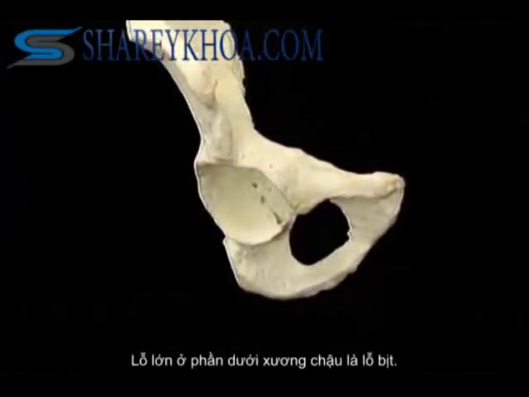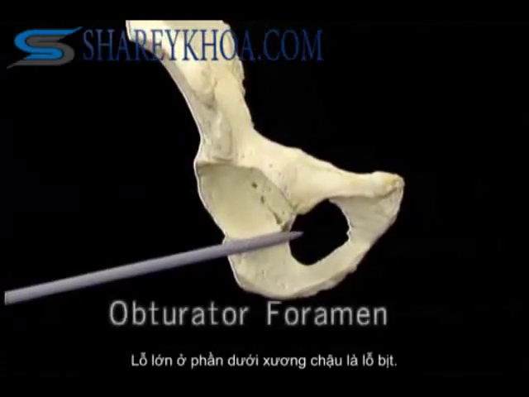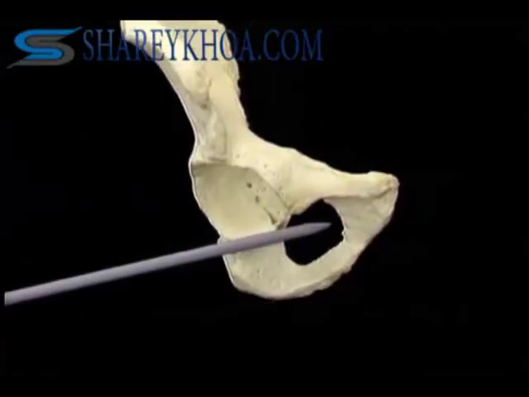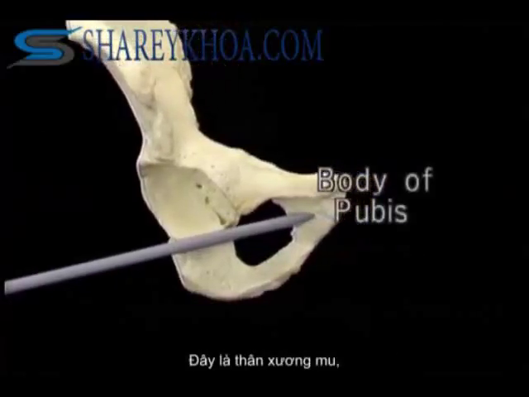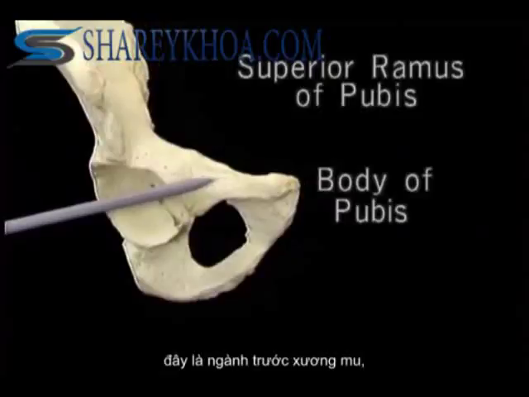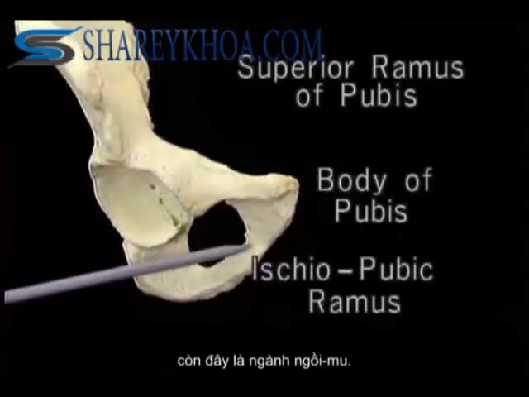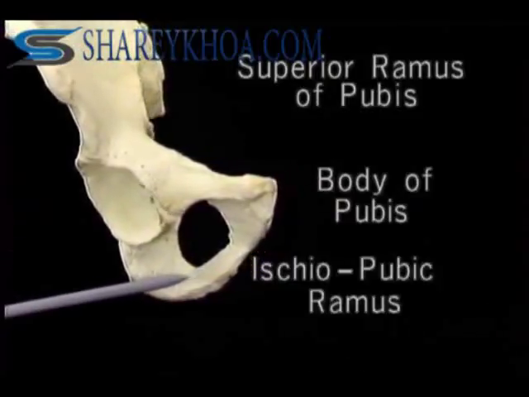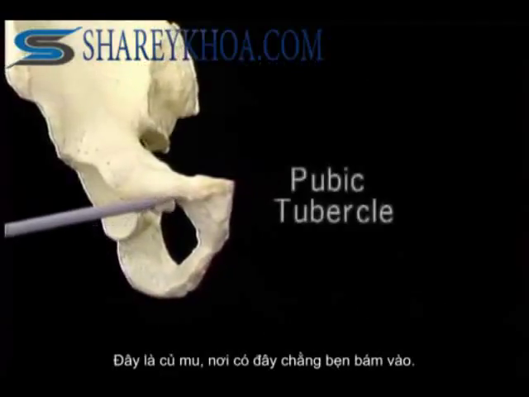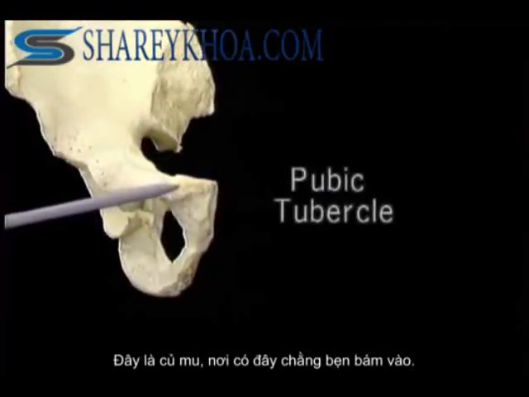The big hole in the lower part of the hip bone is the obturator foramen. This is the body of the pubis, this is the superior ramus of the pubis, and this is the ischiopubic ramus. This prominence is the pubic tubercle, to which the inguinal ligament is attached.